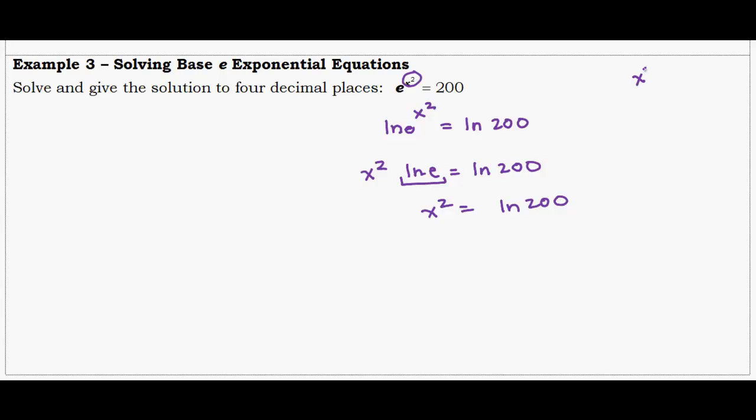Now, if x squared equals 16, what does x equal? 4. That's good for B students. Plus or minus 4 is good for A students. So x equals plus or minus the square root of ln of 200. And that's in calculator-ready form. Plus or minus the square root of ln of 200.